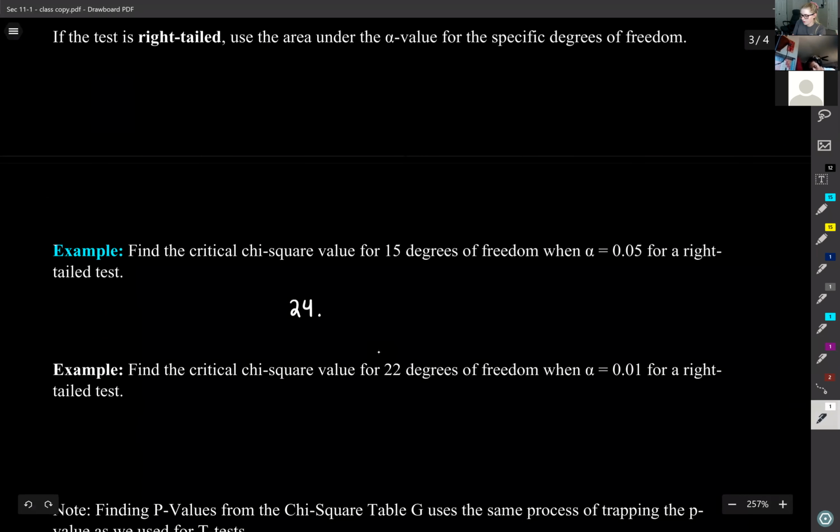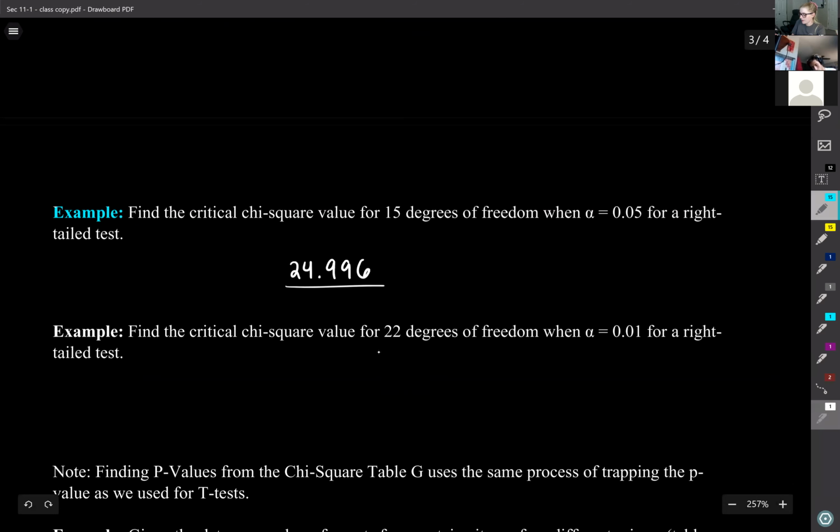So 24.996. Okay, so why don't you guys try this one? Find the critical chi-square value for 22 degrees of freedom when your significance level is 0.01. So go ahead and do the same thing I just did, but for this situation, and then send me a private chat with your answer.